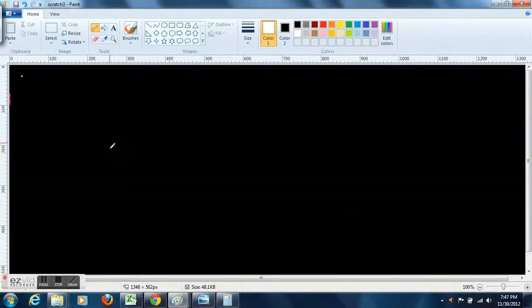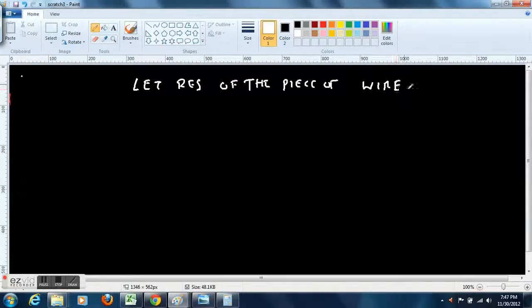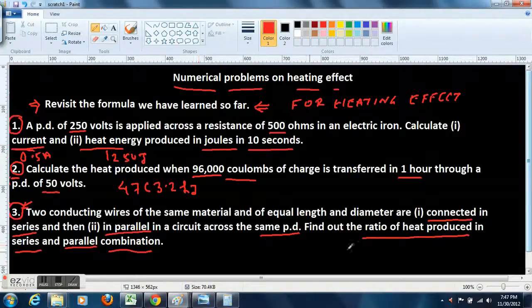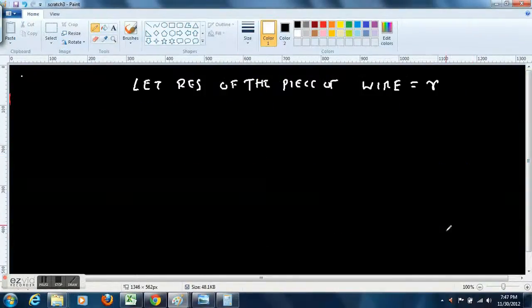Okay, now the wires are the same length, same diameter and same material, and we have two such wires. In the first case we are connecting these two wires in series, and in the second scenario I am connecting these two wires in parallel. So we have to calculate the heat produced in these two cases. Now these two wires are exactly the same.